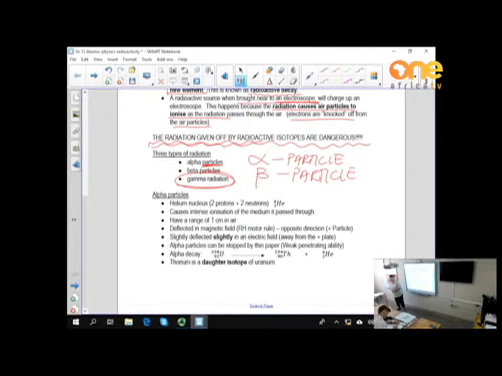Gamma radiation is an electromagnetic wave, and it obeys all the wave properties. V equals F times lambda. It can be reflected, refracted, diffracted, interfered, etc. Okay. Now, we are going to have a look at these three types of radiation and what exactly it entails.